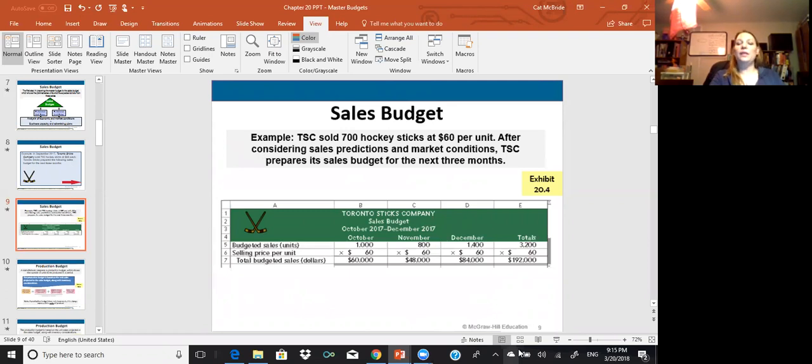By the way, why do you think there would be that uneven amount in sales? If you're putting together a budget, why might it be higher, especially for hockey sticks? Why might it be 1,000 in October, then 800 in November, and 1,400 in December? Because some stuff is seasonal. Seasonal. Okay, it is seasonal.